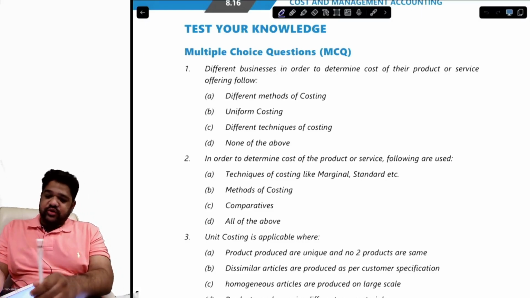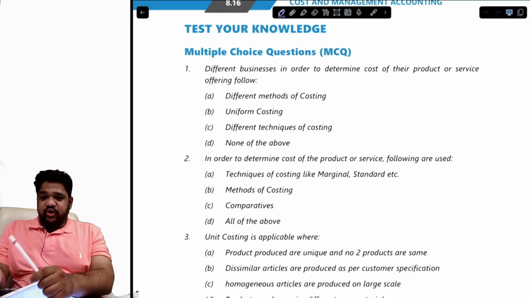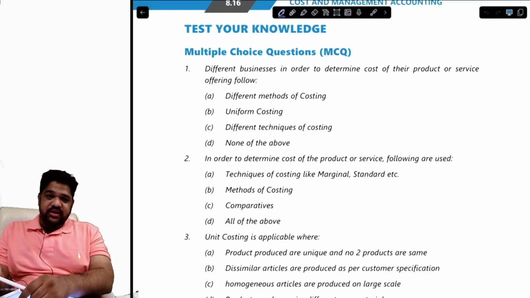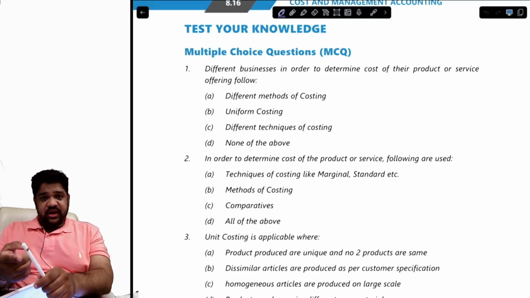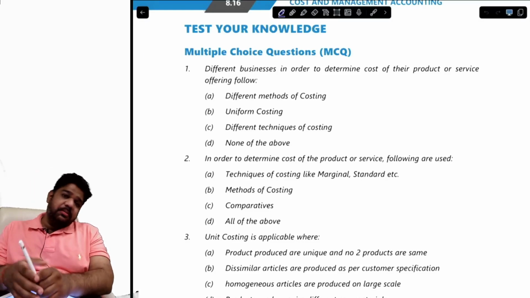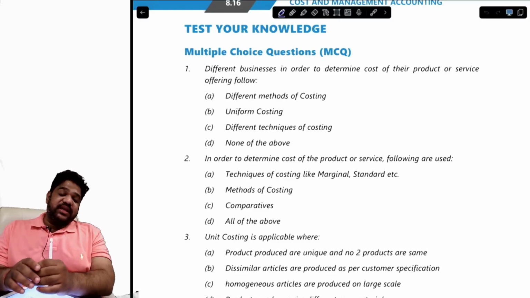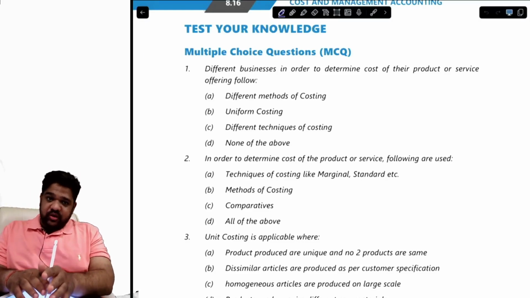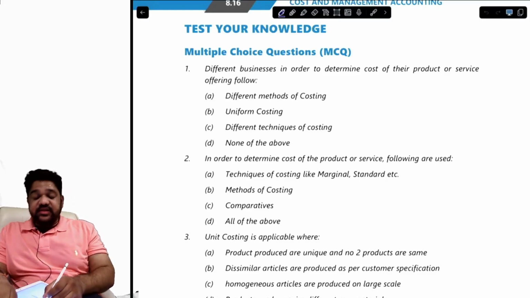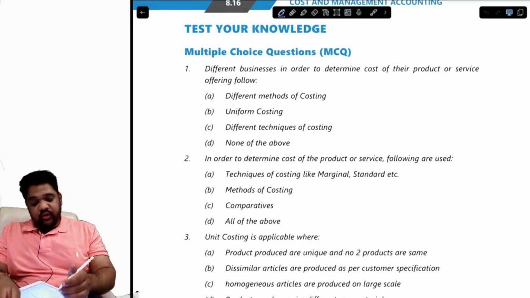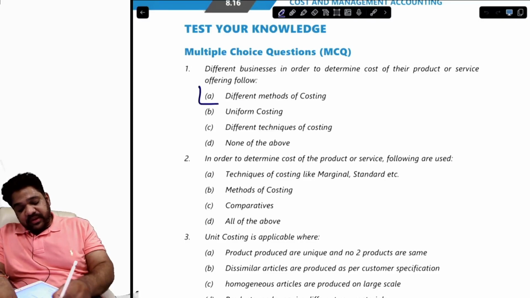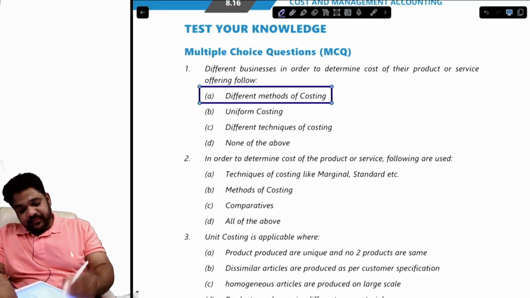What are techniques of costing? Activity-based costing, standard costing, budgets, marginal costing. All of these are techniques of costing. So, what is material, labor, and overhead? Material, labor, and overhead are basically elements of cost. Okay, so now they are asking us if a business wants to determine the cost, what do they follow? They will have to follow methods of costing.